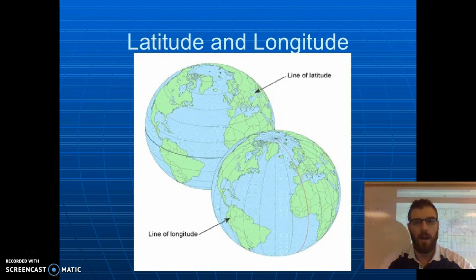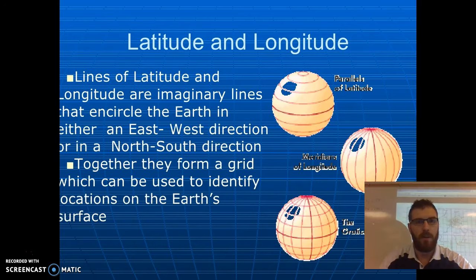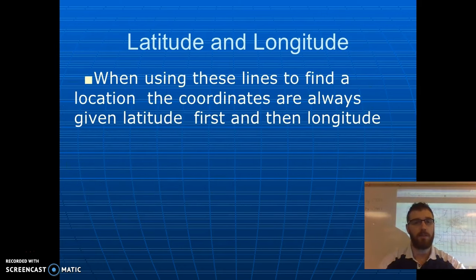Hey guys, I'm going to give you a quick overview of the latitude and longitude PowerPoint for this unit. Lines of latitude and longitude are imaginary lines that encircle the Earth in either an east to west direction or a north to south direction. Together they form a grid which can be used to identify locations on the Earth's surface, and that's what we use for coordinates to find these places.